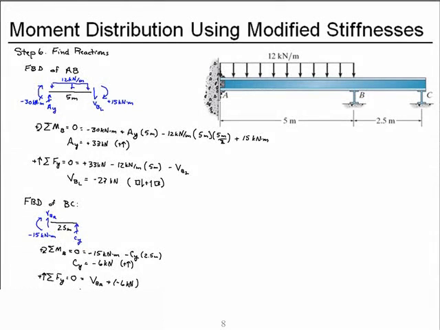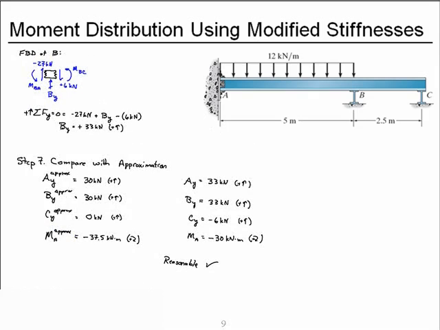We used those moments with free body diagrams of each beam segment, applied the equations of equilibrium, and found the reactions at A, B, and C. And then we compared those reactions obtained using moment distribution with the reactions we estimated or anticipated from approximate analysis. We compared them, found that our prediction for moment distribution is reasonable, and we're done. Good job.